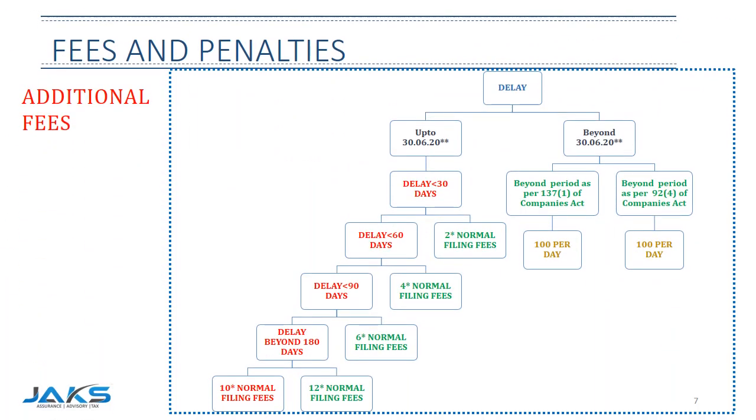This is the overall fee structure for Form AOC4. Let us see the additional fee that is applicable on the basis of the number of days of delay in filing Form AOC4. In case the filing is done before 30th June and the period of delay is less than 30 days, the additional fee would be 2 times the normal filing fees. If the delay is between 30 to 60 days, 4 times the normal filing fees. 60 to 90 days, 6 times. 90 to 180 days, 10 times. Beyond 180 days and up to 30th June, 12 times the normal filing fees. In case the delay is beyond 30th June, then we have to refer to Section 137 subsection 1 and Section 92 subsection 4 of the Companies Act 2013. If the delay is beyond the period mentioned in these sections, then the additional fee would be ₹100 per day. This is the overall additional fee structure in case of delay in filing Form AOC4.